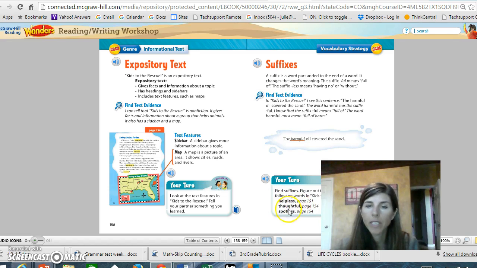Thoughtful. Full means full of, so it's full of thought. So maybe something was thoughtful, like you gave your mom a back rub because you knew she hurt her back, or you cleaned the kitchen without her asking. That's very thoughtful. Or spotless. Without a spot. Less means without a spot. So suffixes change the meanings of a word.